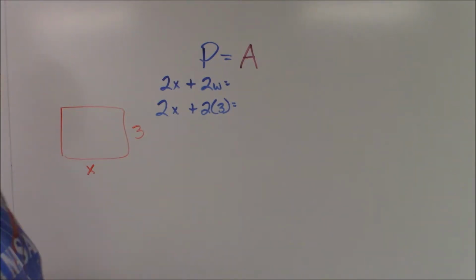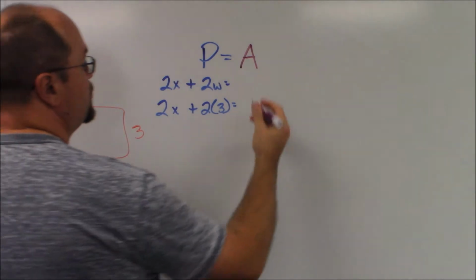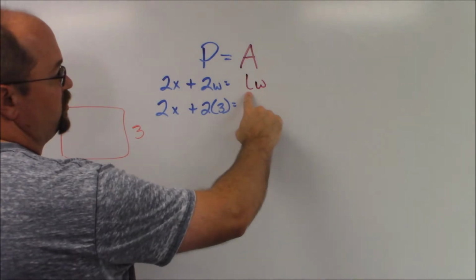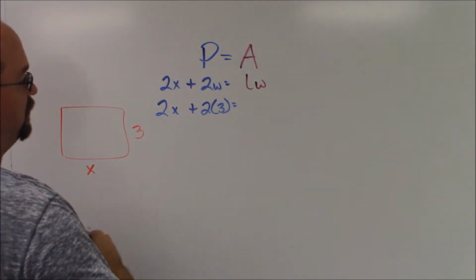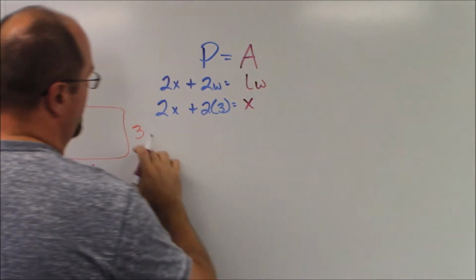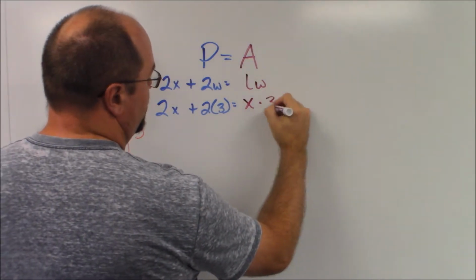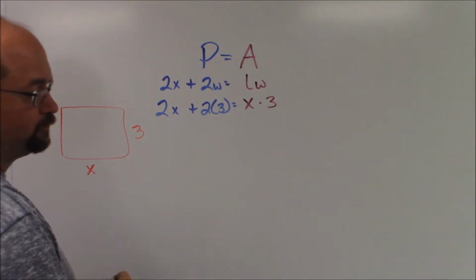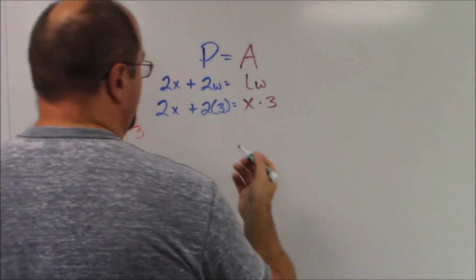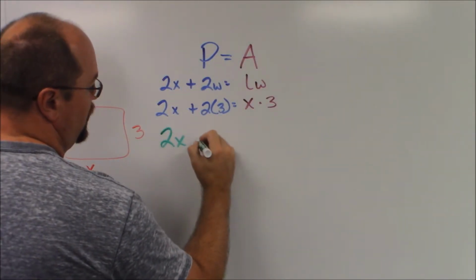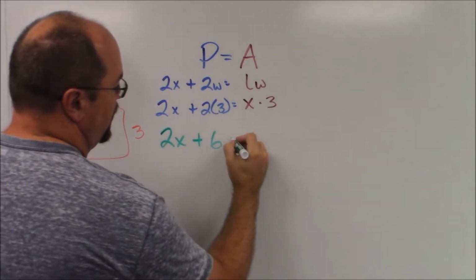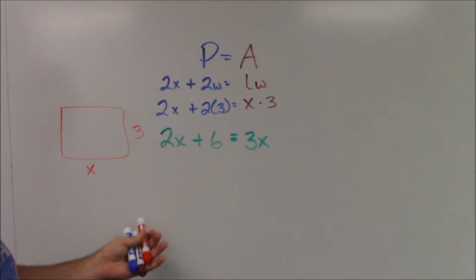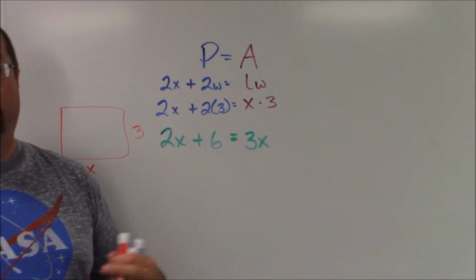All right, and then for the right side of our equation, for area, we know that area is just length times width, but I'm going to change my L again to an X for variable's sake, and then our width is 3, so it would be X times 3. So I'm going to rewrite this in a different color, in green. So we're going to have 2x plus 6, 2 times 3 is 6, is equal to 3x. All right? And now it's time to simplify the equation and then combine those like terms.